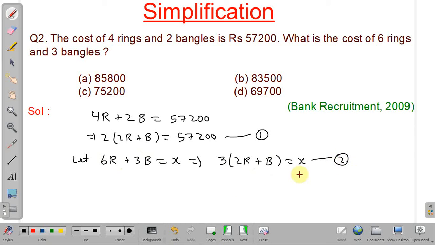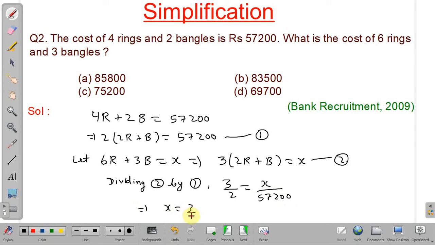Okay. Now when we divide 2 by 1, what will happen? 2R plus B will get cancelled out. So it will be 3 by 2 equal to x by 57,200. So from this we can find the value of x. So x will be equal to 3 by 2 into 57,200. Okay. So what will be our answer? It will be equal to 85,800. Okay, so our answer will be option number A.